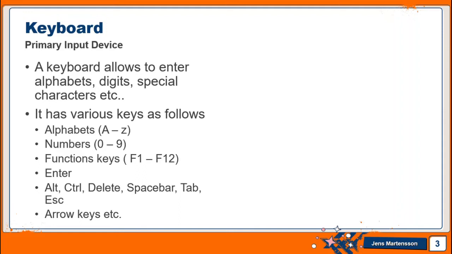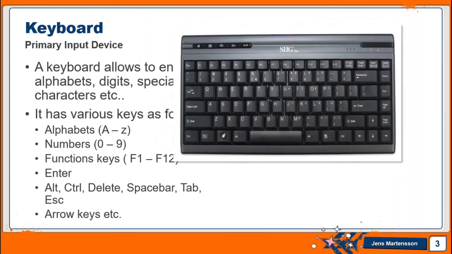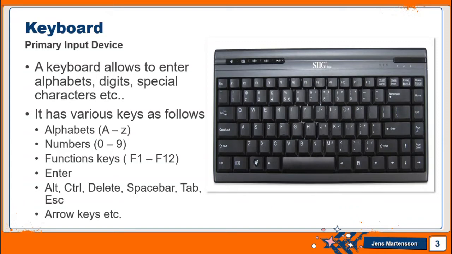Tab is used for spacing. Arrow keys are used to move in the page, like go up, down, left, right. This is also known as a control key. Escape is used to cancel the task. You can see this is a picture of a keyboard.